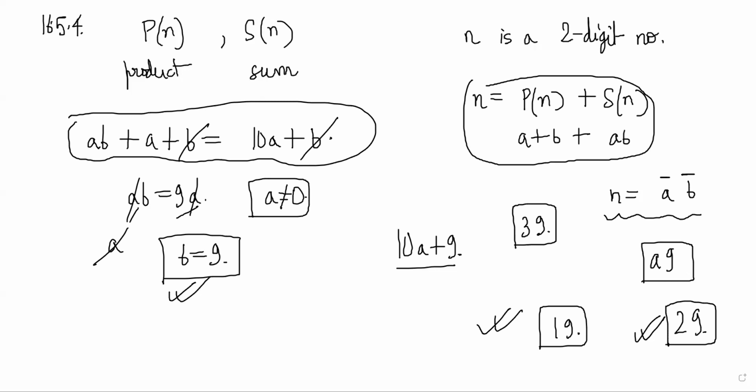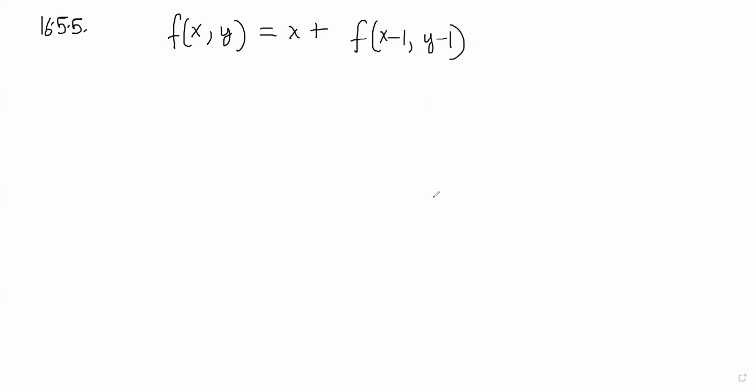Have we done 16.5.5? Yeah. Okay. A function f of x comma y of two variables has the property that f of x comma y is equal to x plus f of x minus 1 comma x minus y. If f of 1 comma 0 equals 5, then what is the value of f of 5 comma 2?